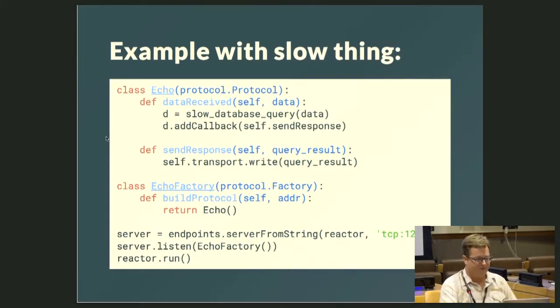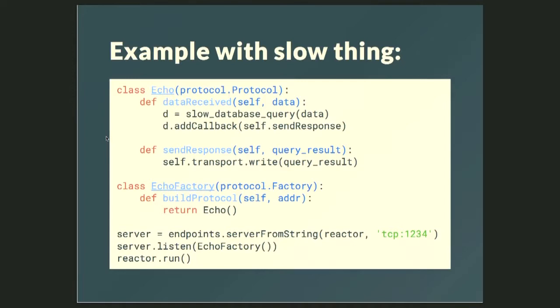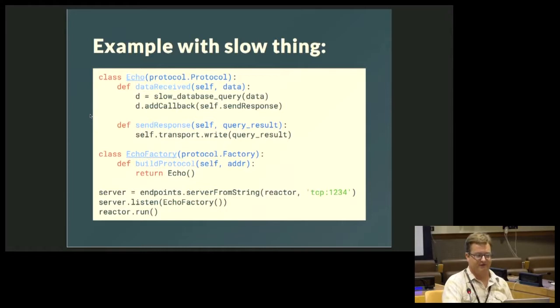So what if we add a slow thing? This is the same example, except that now we have a slow database query. And let's say that's something that'll take who knows how long, but we don't want it to slow up anybody else who wants to take advantage of our Echo server and its awesome functionality. So what we can do is create what's called a deferred. It's also known as a future in asyncio. And we can give it a callback, in this case a send response that will get whatever the result of our query was, and then we just write that out to the transport.